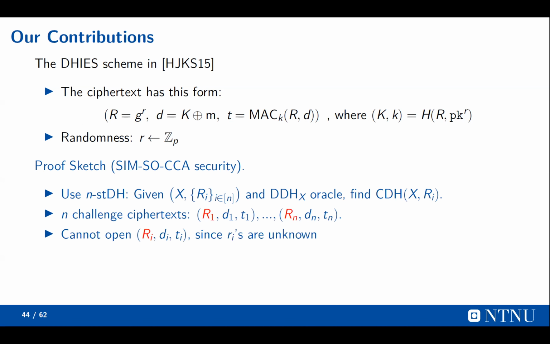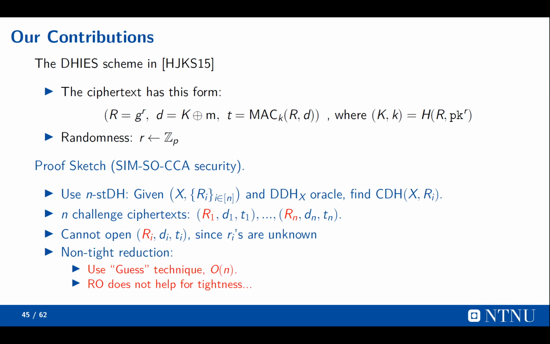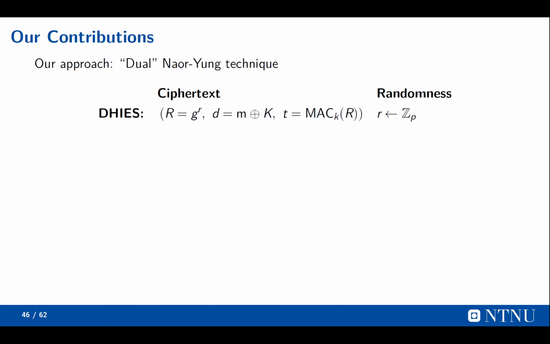But as I said, if they embed the problem instance into the challenge ciphertext, then it cannot be opened because the small r is unknown. This is why the reduction is non-tight: they need to use the guessing technique, guessing which ciphertext will not be opened. So they have a security loss of big O(n). And here the random oracle does not help for tightness.